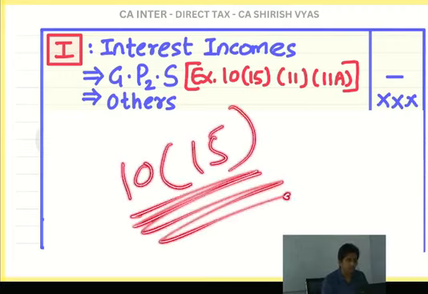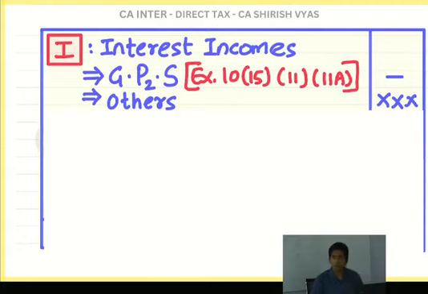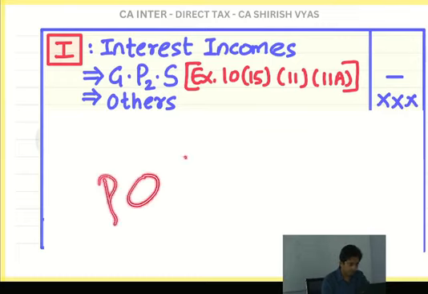10-15. Okay. Then one more alphabet. G was gold bonds. Next alphabet is interest on post office savings bank account. I call this as POSBA.